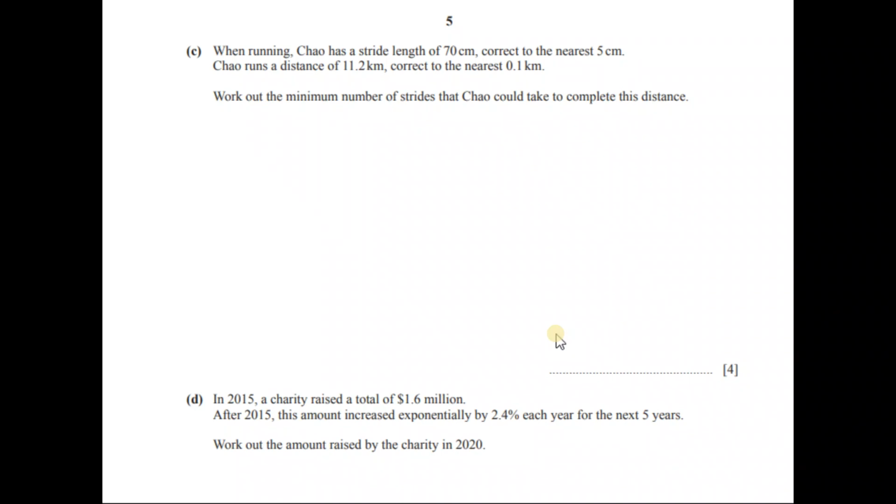So when running, Chow has a stride length of 70 centimeters. So he was covering around 70 centimeters with every step, and that is correct to the nearest 5 centimeters. And Chow runs a distance of 11.2 kilometers, and that is correct to the nearest 0.1.